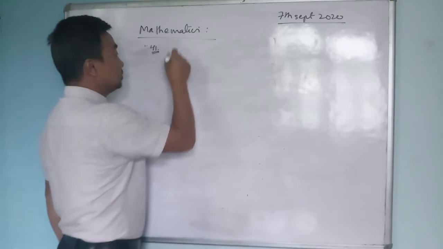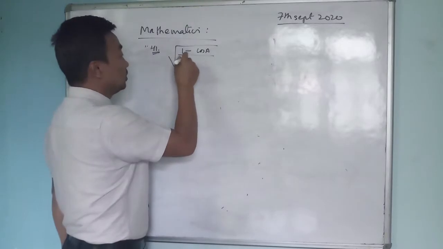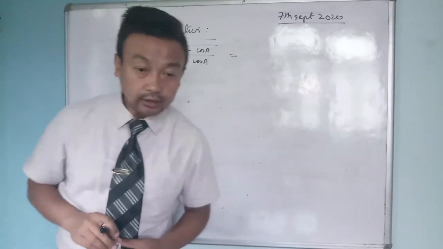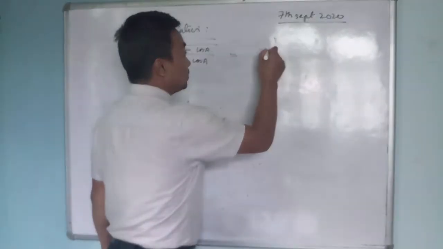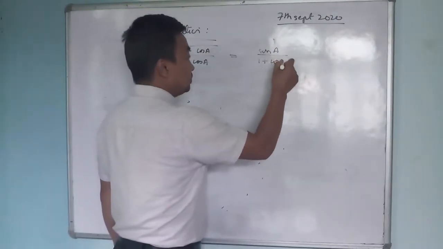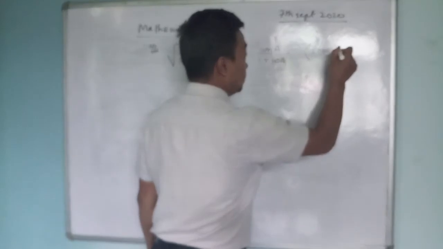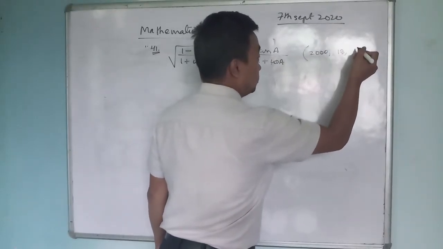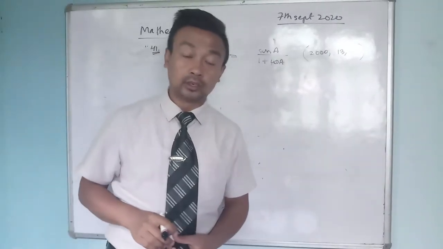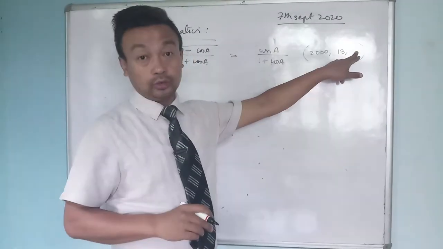There is a root under. This is somewhat similar to what we did just now. Root under 1 minus cos A upon 1 plus cos A, everything under the root, and on the right hand side you have got sin A upon 1 plus cos A. Now this had come in ICSE 2000. It had come in 2013. Now it may come after another 7-8 years, that means 2021.